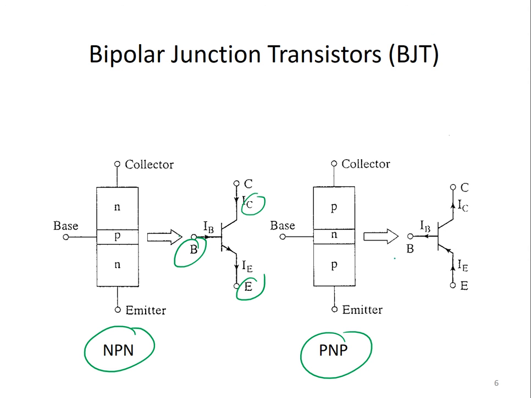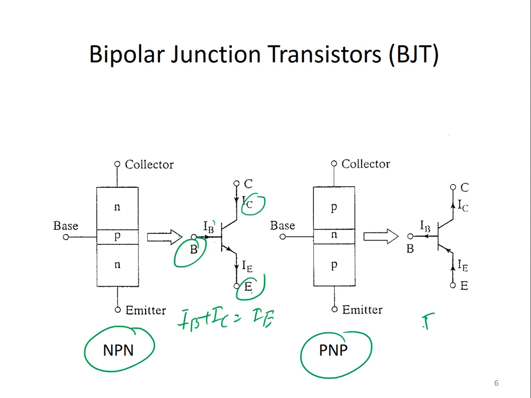The only difference between NPN and PNP is just the flow of the current. The rest of the operation remains the same for both of them. Here again, if you see, the base current plus the collector current is equal to the emitter current. Here you can also see that the same equation will hold.